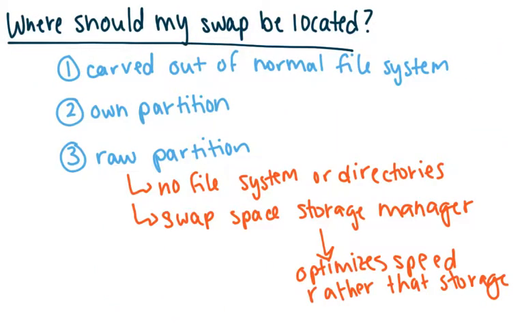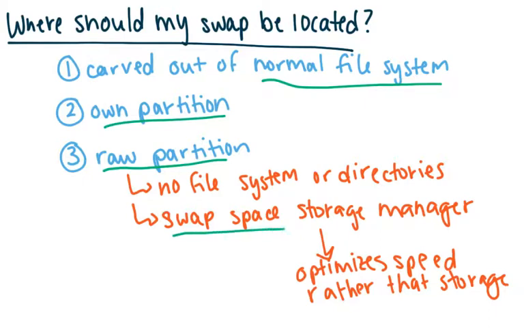So this brings the question of, where should my swap be located? You could carve it out of your normal file system, with a space dedicated in your file system for swap. It could be its own partition. I talked about in the last video how you could make your own swap partition. So it could be its own partition with its own file system. Or it could be a raw partition, which I think is the most common. In this raw partition, it's its own separate partition, but it has no file system or directories. It only has a swap space storage manager, and this manager is optimizing speed rather than storage.